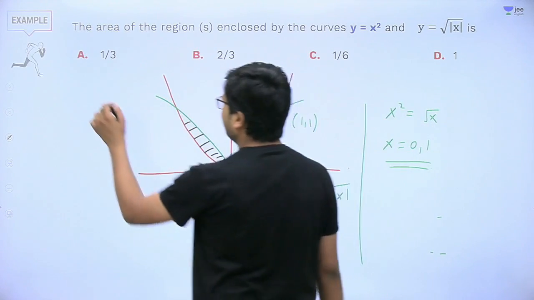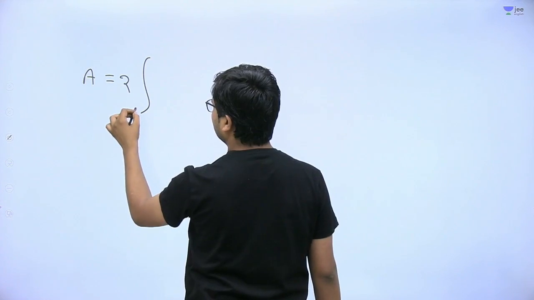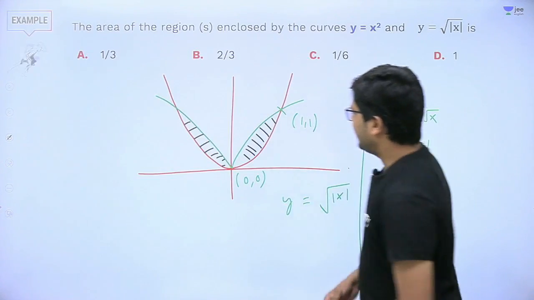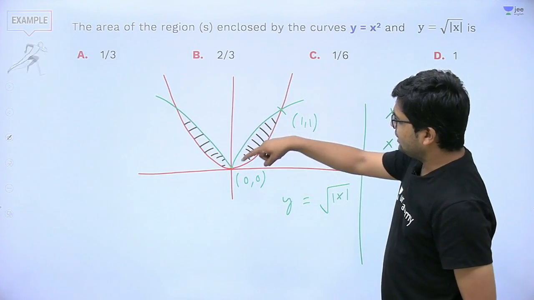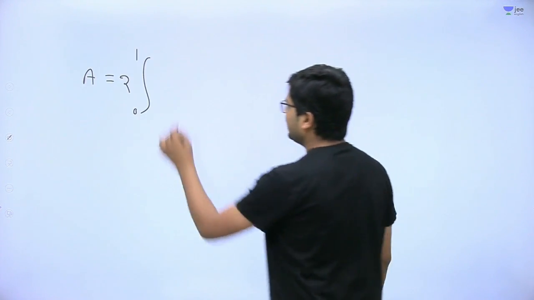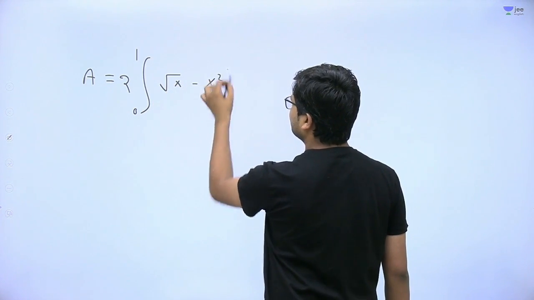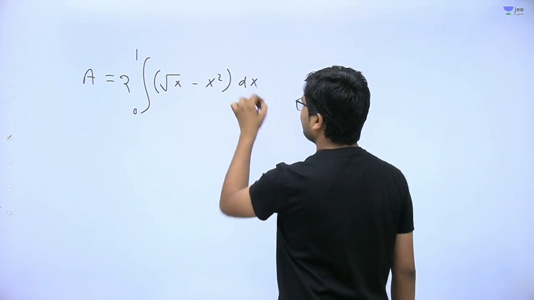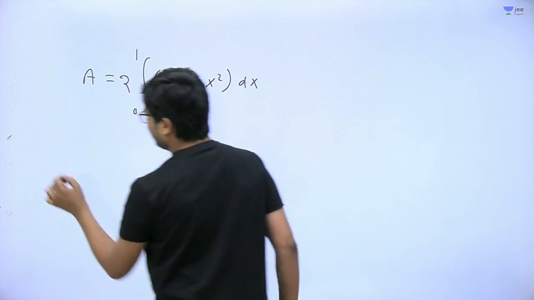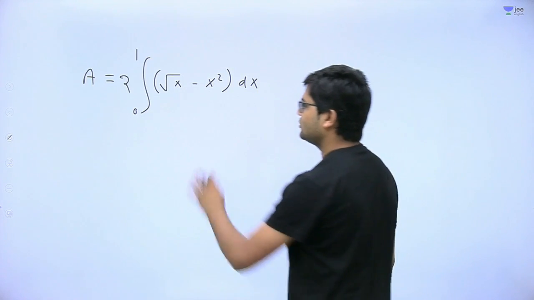So the shaded area will be twice the integration from 0 to 1, and between 0 and 1 the above graph is the root x green graph, so the height will be root x minus x square, dx. I hope everything is clear in your mind, Sachin Giri. Very good, wonderful students. So just integrate it.